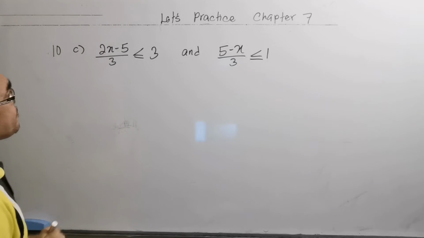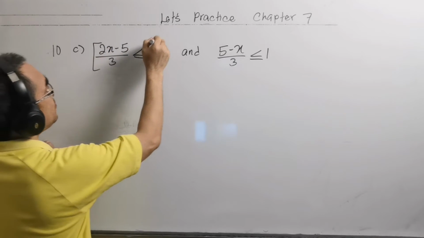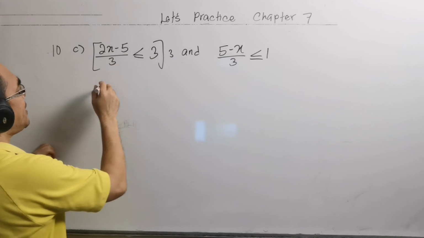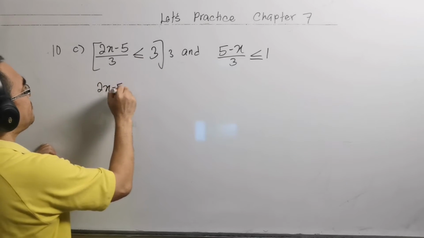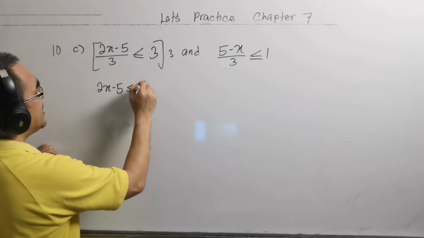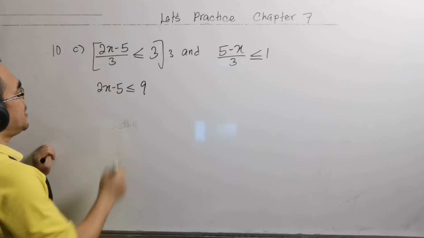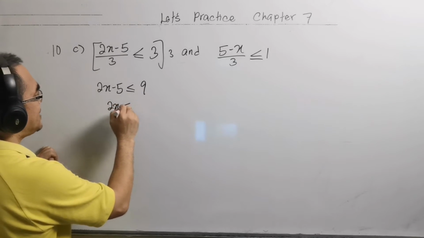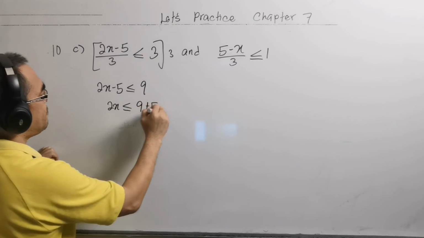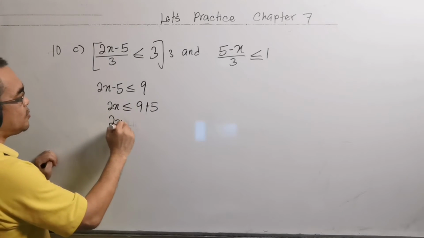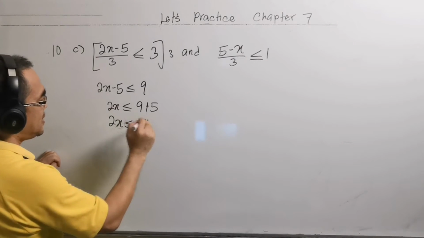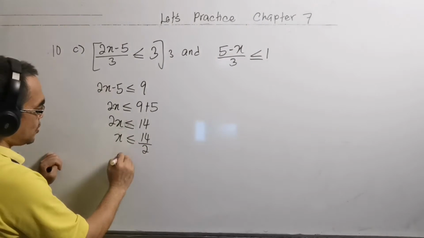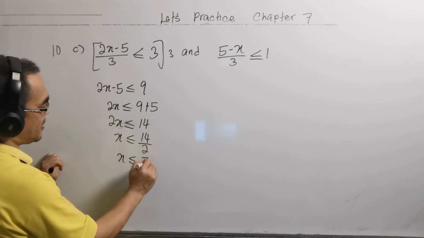Okay, for question C, I multiply everything by 3. So you multiply by 3, the 3 and 3 cut. So you have 2x minus 5 will be less than 9, 3 times 3. Okay, then I'll move the -5. So it becomes 2x less than 9 plus 5. So the value of 2x will be less than 14. So x is 14/2. So x will be less than 7.